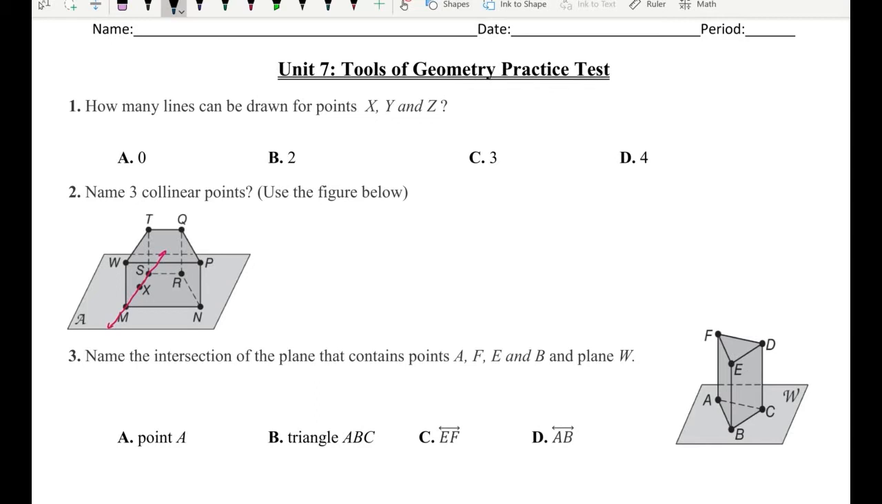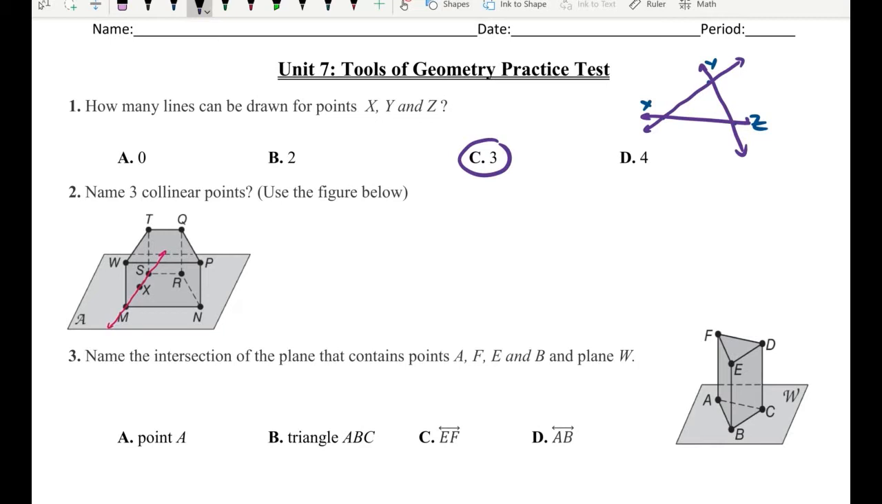How many lines can be drawn for points X, Y, and Z? First of all, we're going to write down 3 points X, Y, Z. So how many lines do we need to connect X, Y, and Z? I'm thinking we can draw a line through X and Y, a line through Y and Z, and a line through X and Z. So the total is 3 lines to connect 3 points.